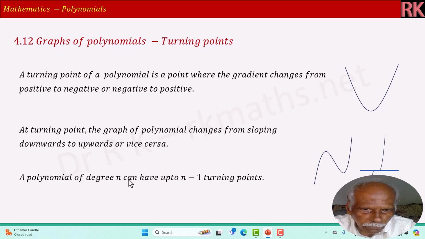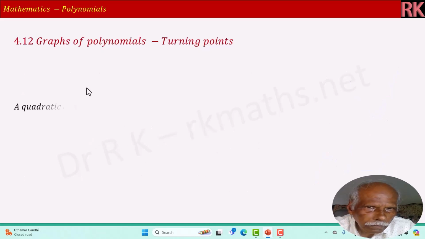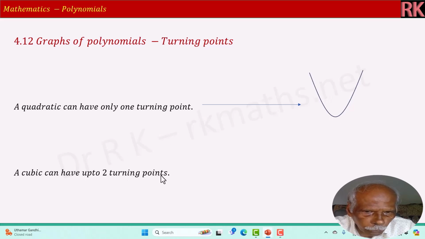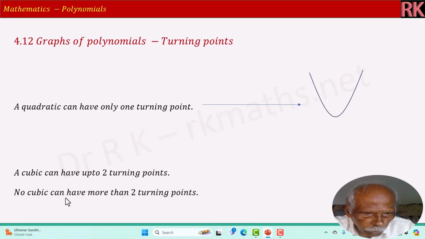A polynomial of degree n can have up to n minus 1 turning points. So this is a third order equation. This is a second order equation. A quadratic can have only one turning point because the degree is 2. Right? 2 minus 1 is 1. A cubic can have up to 2 turning points. No cubic can have more than 2 turning points because third degree, 3 minus 1 is 2.